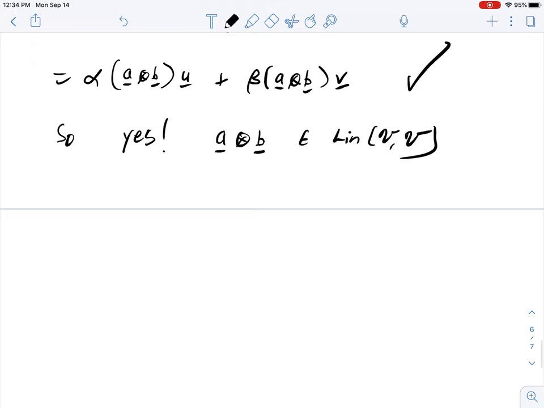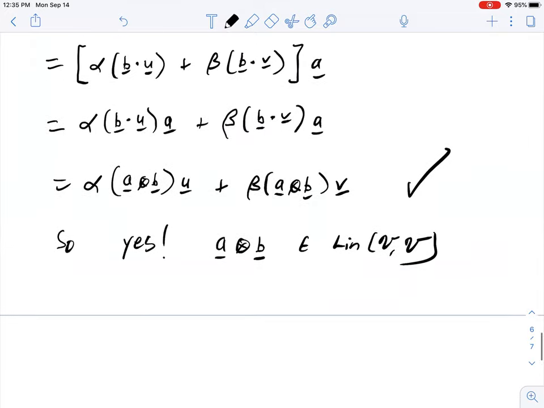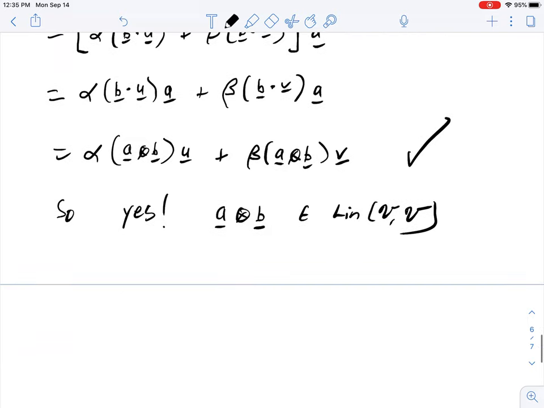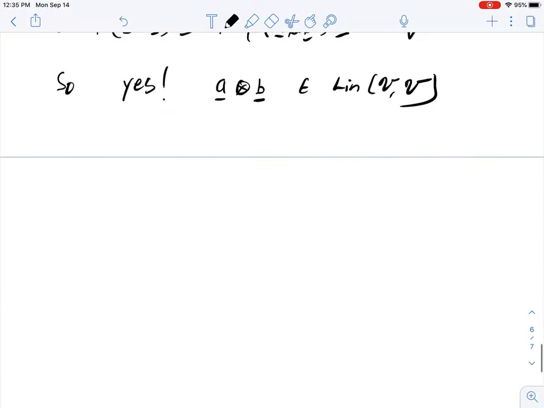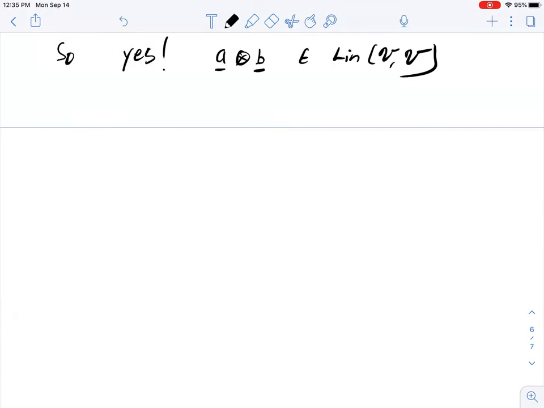So yes, a tensor product b is in fact a tensor. It turns out if we have a basis for the vector space V, which is of dimension n, Lin V V, the space of second order tensors, will be of dimension n squared. And there is, given a basis for V, a natural basis for the space of second order tensors.